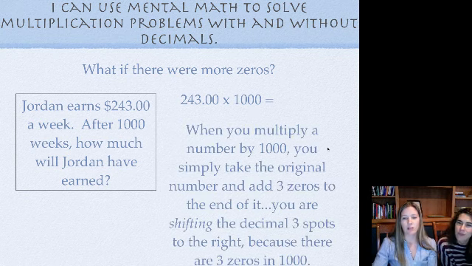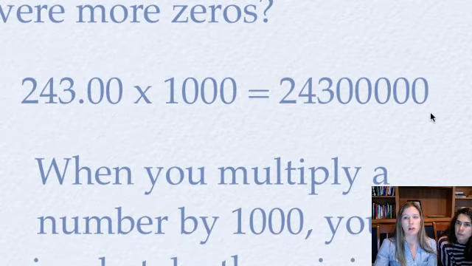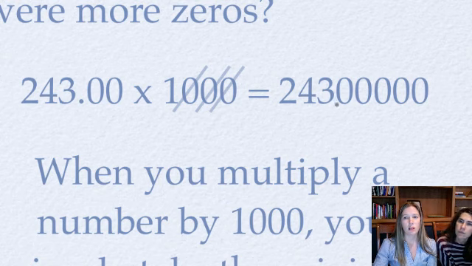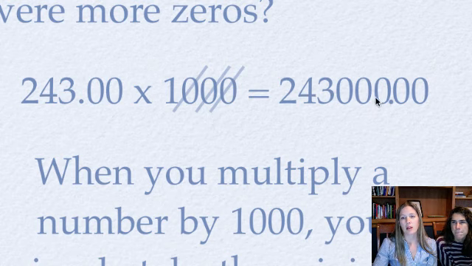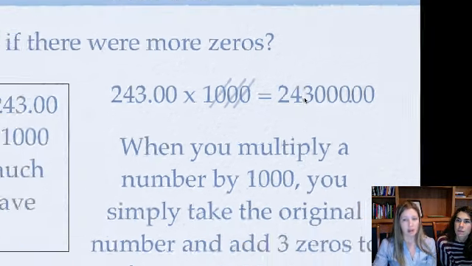Just like I said, this time you're shifting your decimal 3 spots rather than just the 1, because there are 3 zeros. I know that looks like a lot. I just rewrote a whole bunch of them out so you can see when I shift it. I take my 1, 2, 3 zeros, and I move it 1, 2, and 3. It is as simple as that. So after 1,000 weeks, he would have made $243,000 had he not spent any of it.